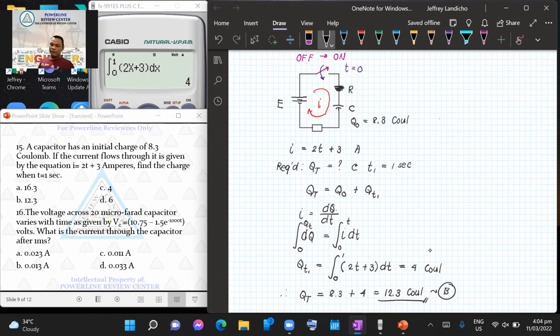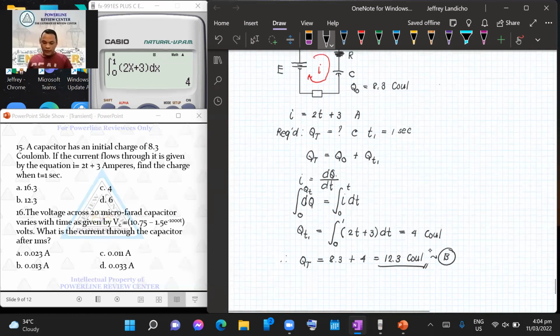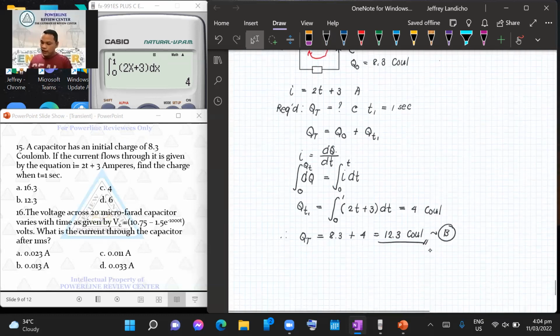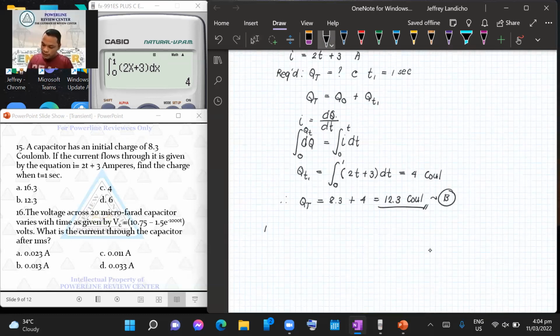Any question regarding problem number 15? Gets ba yung ating problem? Although from off position to on position, however, merong unknown parameters that affect the equation of our current. Kaya babalik tayo sa original definition ng ating current to determine gaano ba kabilis mag-increase yung charge ng ating capacitor. Gets ba? So, iwan ko si number 15. Pwede kong kunin si number 16.